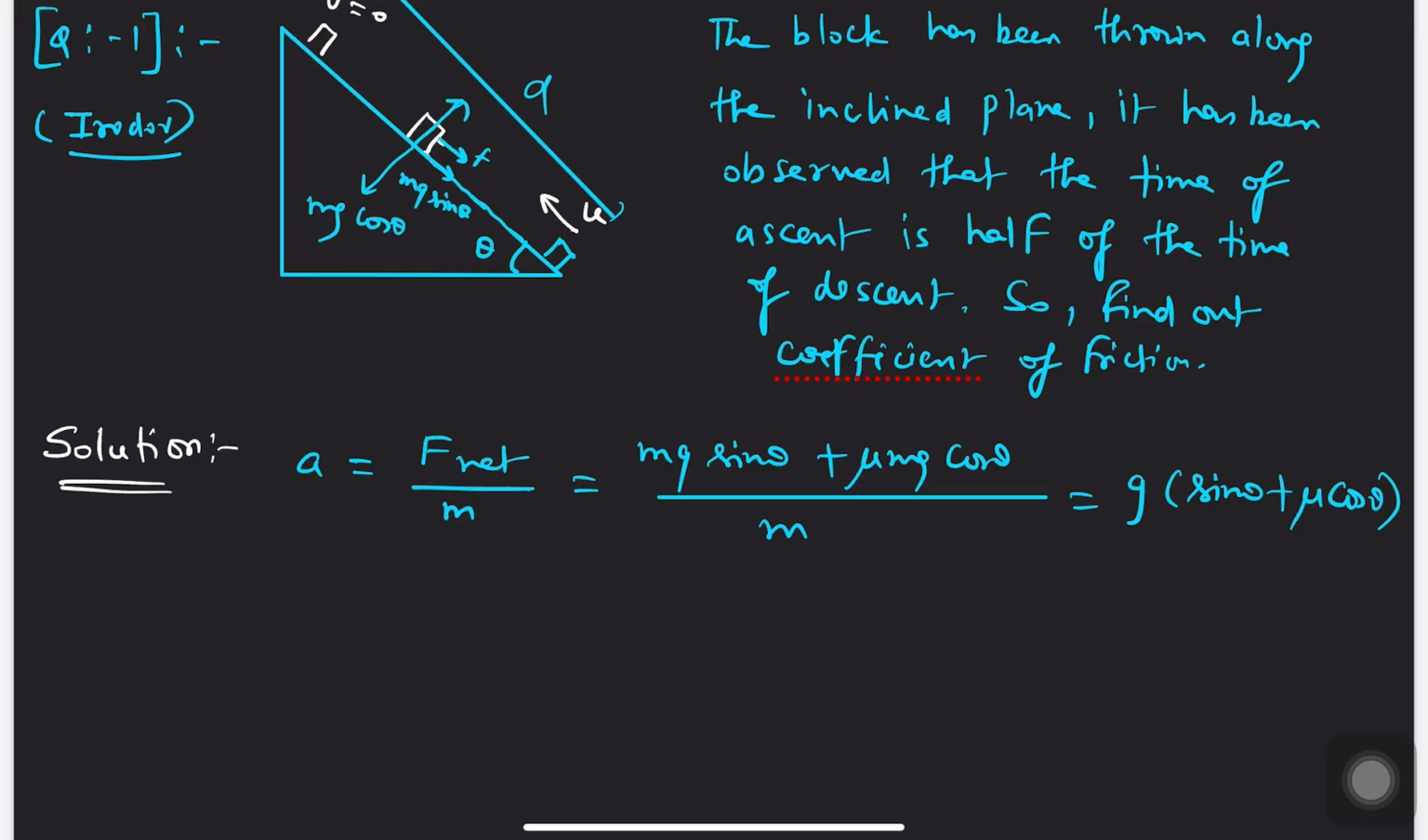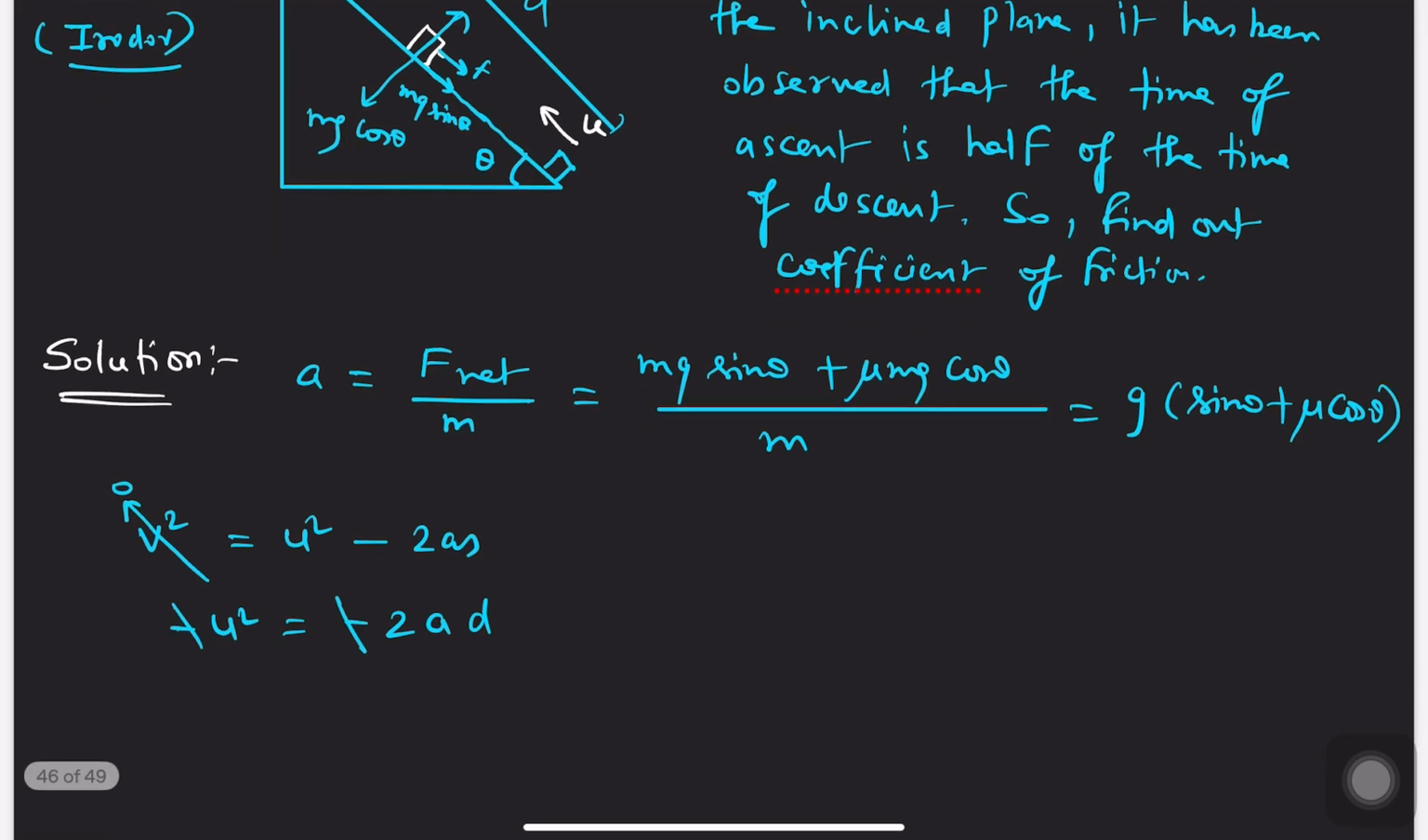Let me write down the first equation. v square is equal to u square minus 2as, because deceleration is happening, so I'm writing the minus directly. The final velocity will be 0, and u I have assumed, so 0 is u square minus 2a times d, where d is the distance assumed for the travel. Minus minus cancel. So we got u square is equal to 2ad, one equation.